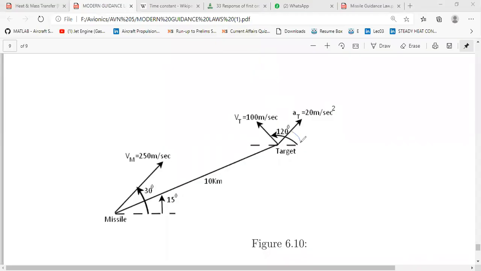Try to solve it now. So this angle is given. Suppose this is 30. And if you draw the line here, that is the line of sight, it will be 15 degrees. So this angle will be 15.